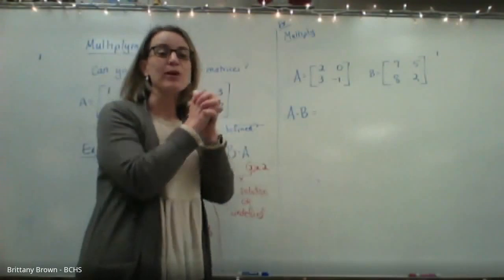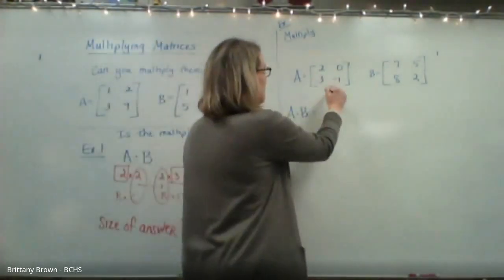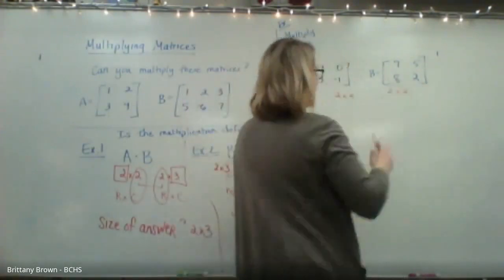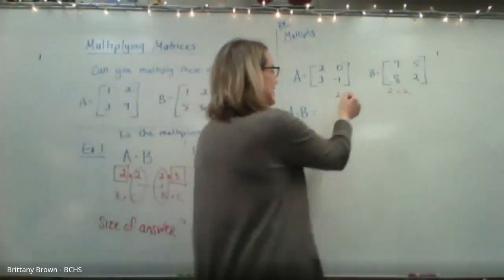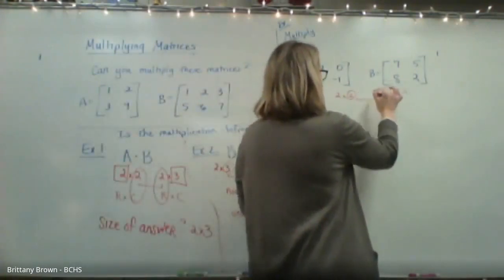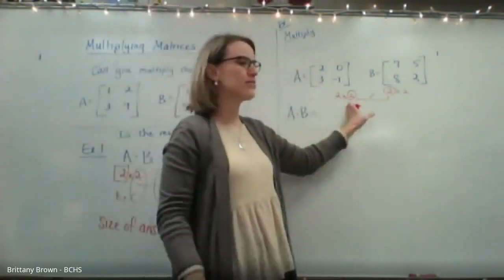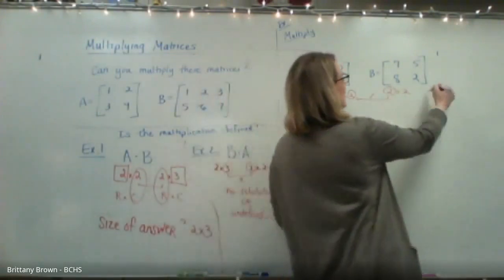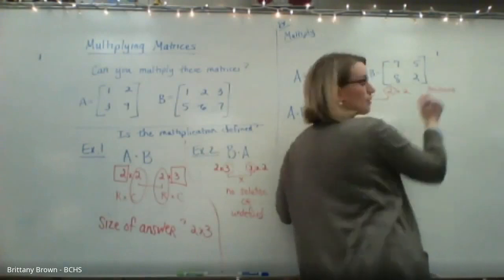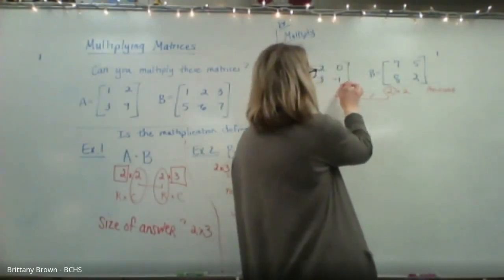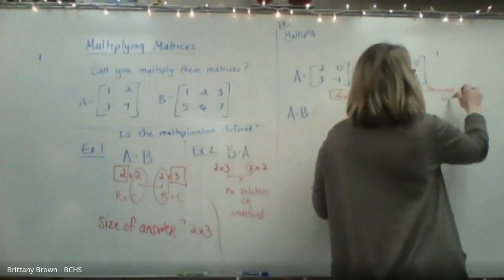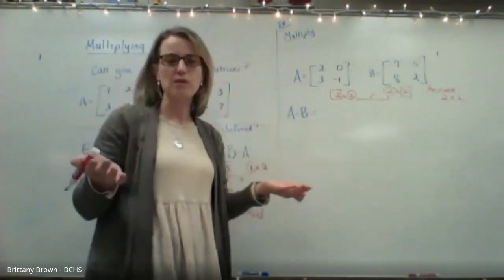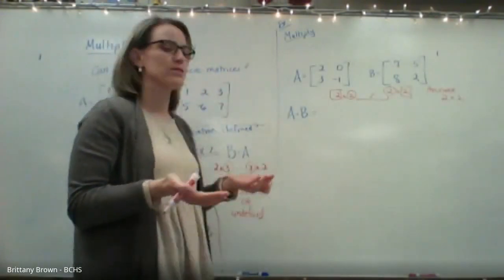So here's what we're going to do. Before we even multiply these, we're going to figure out, can we? A is a 2 by 2, and B is a 2 by 2. Before you even start, you've got to decide, is it even possible to multiply these matrices? Absolutely, because the columns of A are the same as the rows of B. So what's the size of the answer going to be? The answer is going to be a 2 by 2. When you're multiplying square matrices, you just get the same size answer. That makes sense, right? A 2 by 2 times a 2 by 2 is a 2 by 2.